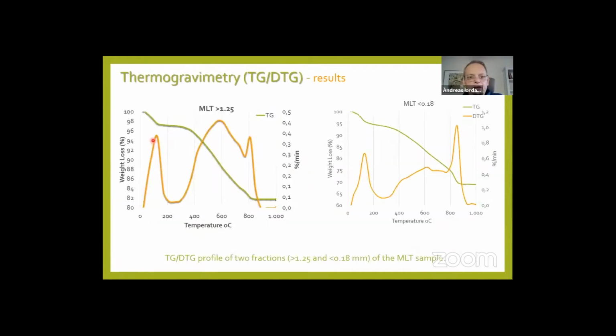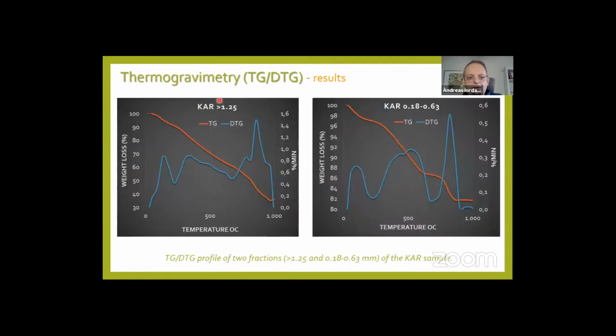If we see now the thermogravimetry curves, you can see the coarse fraction of the Meliti sample, and this is the fine fraction of the Meliti sample. You can see some small differences in their TG curves. The green one is the TG, and the orange one is the DTG curve. So it's the same sample, the Meliti sample, but different fractions, the coarse fraction and the fine fraction, and we see some differentiations in these curves. The same for the Kardia samples, the coarse fraction and the medium-sized fraction here. So you can see again some similarities and some differences in the TG and DTG curves.